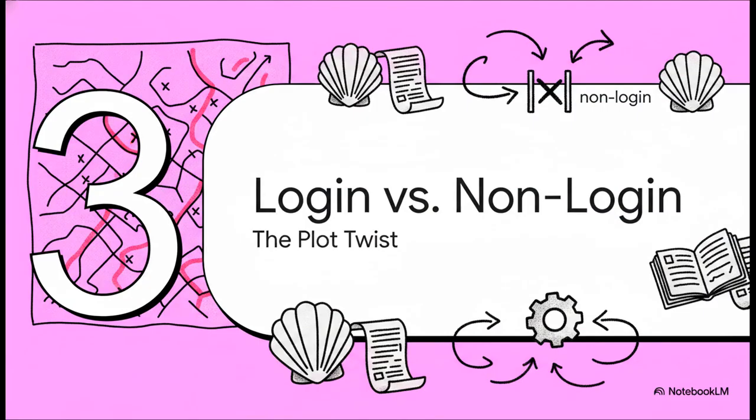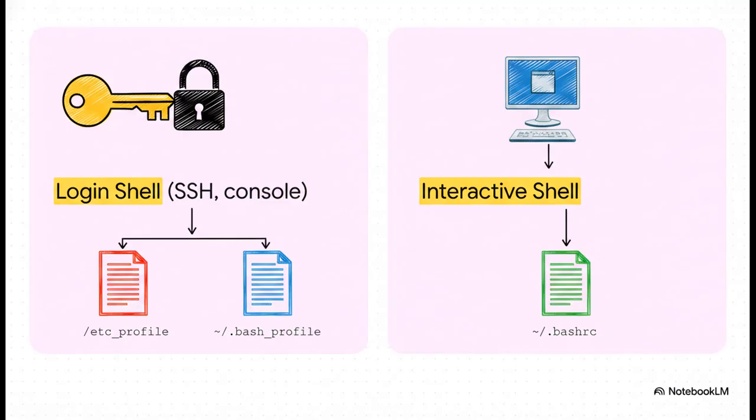Okay, so if PATH is the map, why does our automated script have a totally different map? Well, this is the plot twist. It turns out not all shells are created equal. And depending on how a shell starts up, it reads completely different configuration files, which means it gets a completely different PATH. And here is the crucial difference. First, you have a login shell.